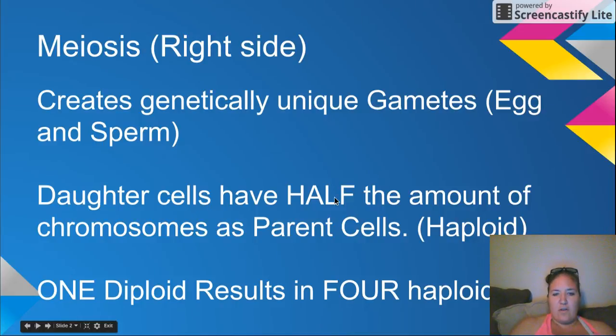And daughter cells in meiosis have half the amount of chromosomes as the parent cell. So, you're considered a diploid organism, which means that any of the gametes that you create are haploid. Diploid meaning di or two, and haploid just meaning one. One diploid results in 4 haploid cells through the entire process of meiosis.